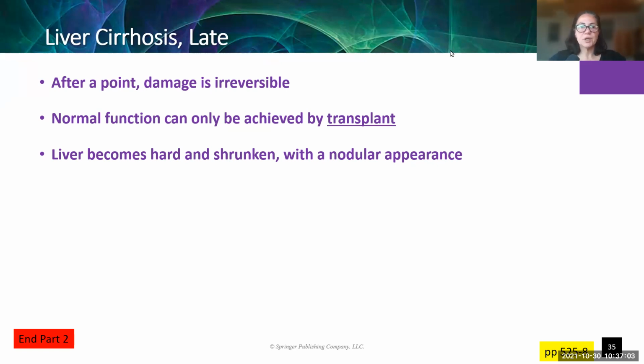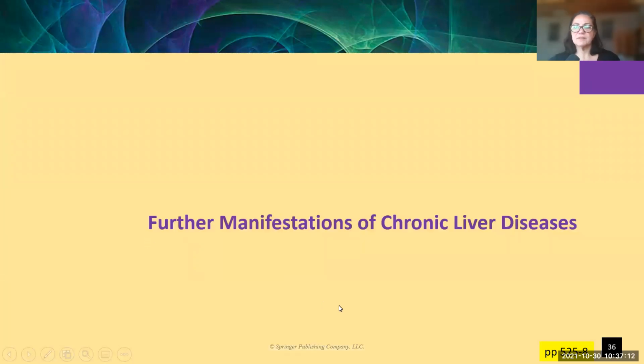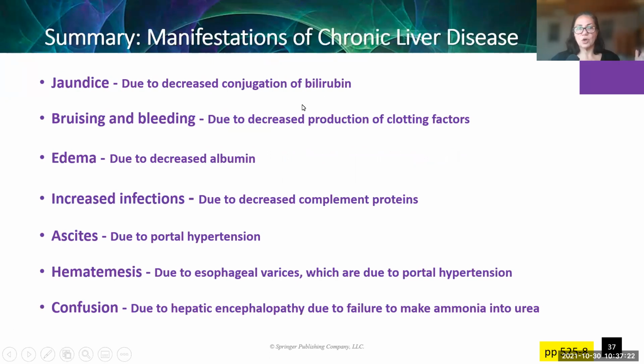We had just finished up part 2 looking at late stage cirrhosis, and we are moving into other manifestations of chronic liver diseases. I'm going to show you a laundry list of different manifestations, just so that you can have it all in one place. I have a separate slide devoted to each one of these things. Hopefully, with what we have talked about so far with normal liver function, it will become easier to see where all of these symptoms are coming from.